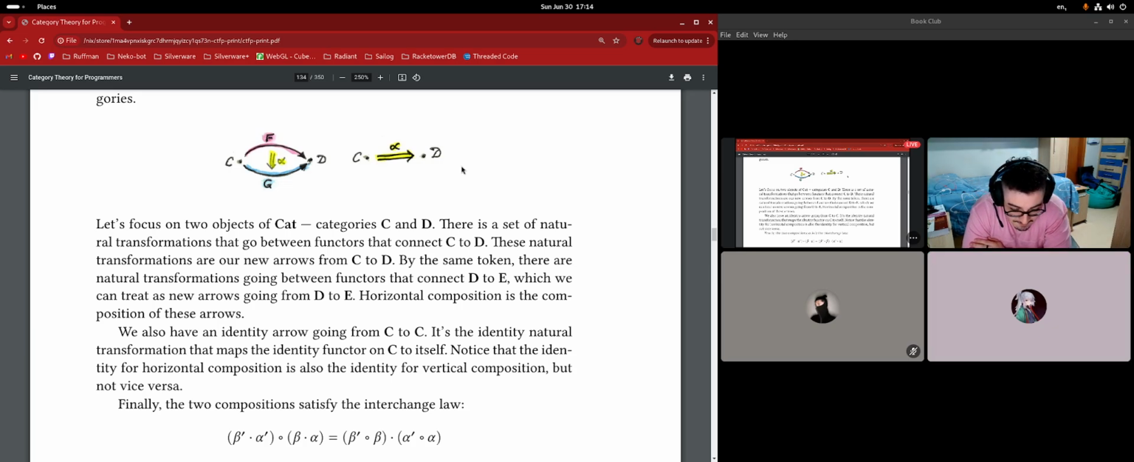Wait a moment. Yeah, that "not vice versa" is what had me thinking for a while. No, no, but I'm trying to go before the vice versa. So the identity for horizontal composition is also the identity for vertical. Is it saying that the identity, meaning F of A going to F of A, is the same for both? Yes. But how not vice versa?